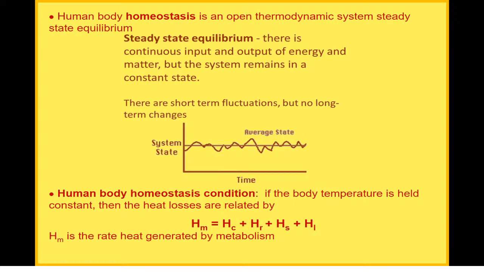Human body homeostasis is an open thermodynamic system in steady state equilibrium. There is continuous input and output of energy and matter, but the system remains in a constant state. There are short-term fluctuations, but no long-term changes. What does system state mean? The set of parameters that are more or less constant: the heartbeat rate, the systolic volume, the blood pressure, the temperature, the height, which for a particular time are average magnitudes.